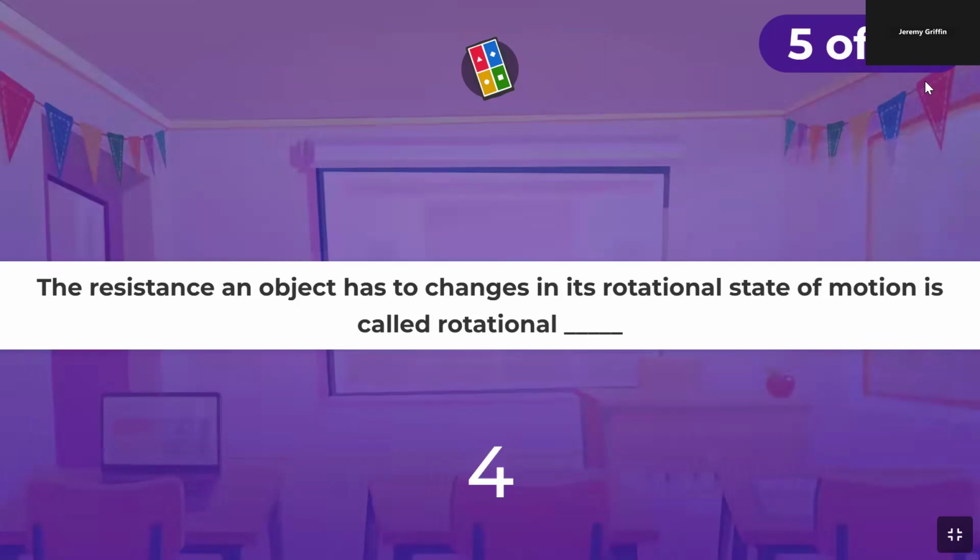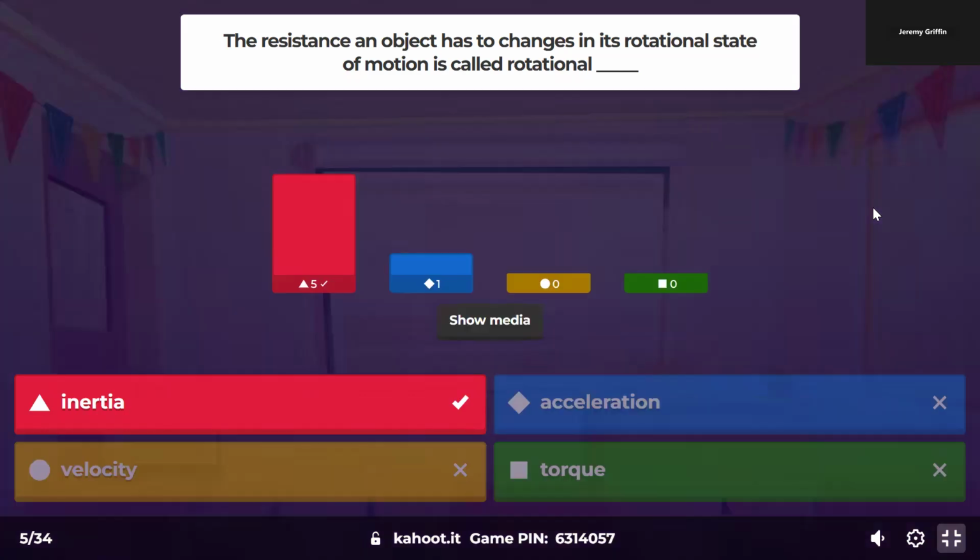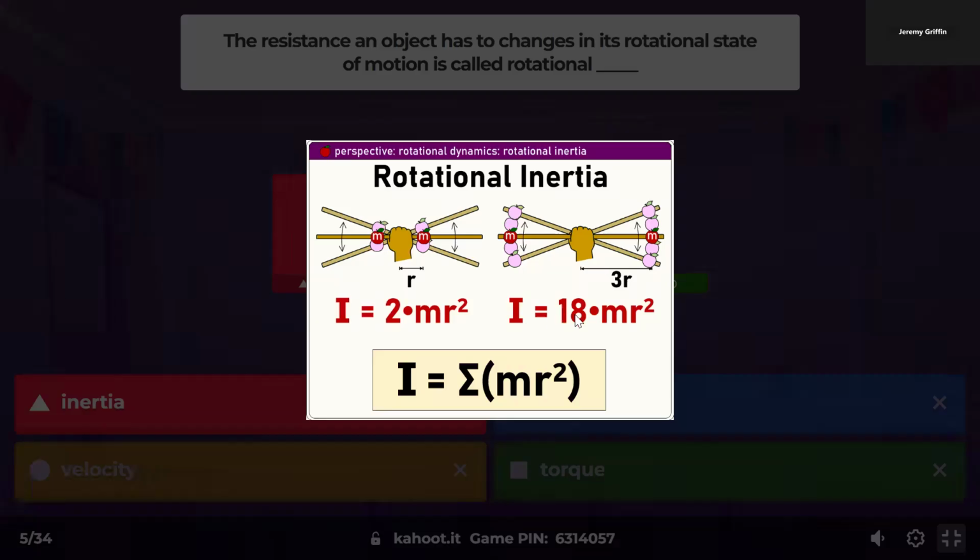The resistance an object has to change in its rotational state of motion is called rotational inertia. Yeah, rotational inertia.